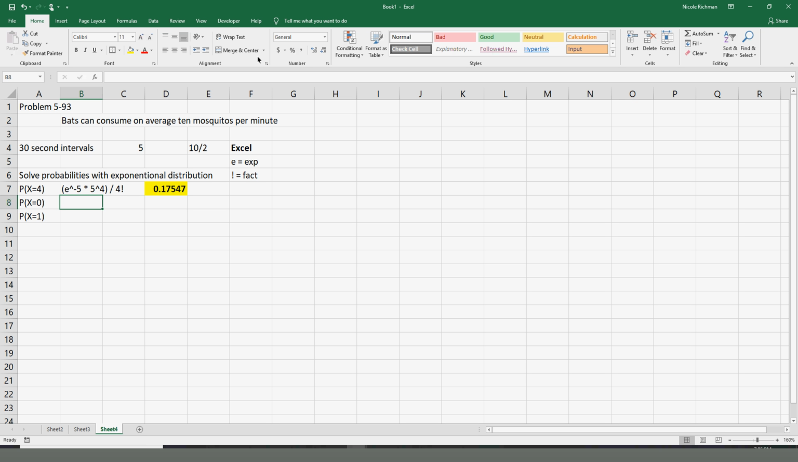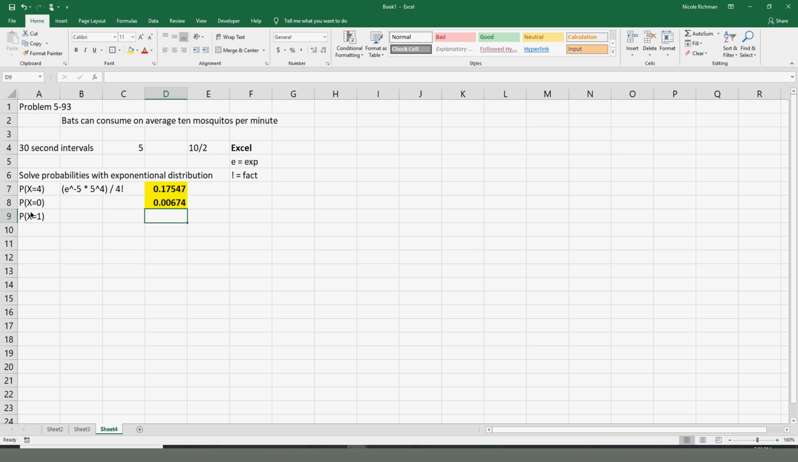So then if we wanted to know the probability of x being 0, we would do the same formula, only instead of to the power of 4 and the factorial of 4, we would use to the power of 0 and the factorial of 0. So we're going to copy the same formula, and we're quite literally just going to say to the power of 0 and the factorial of 0. Okay, same formula.